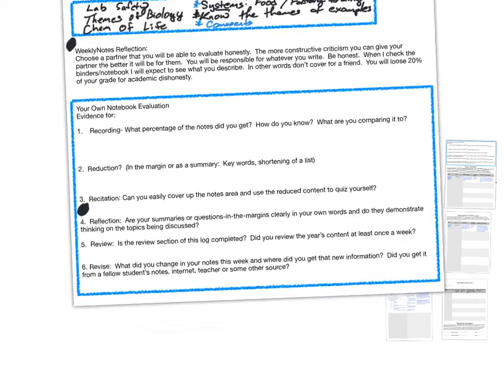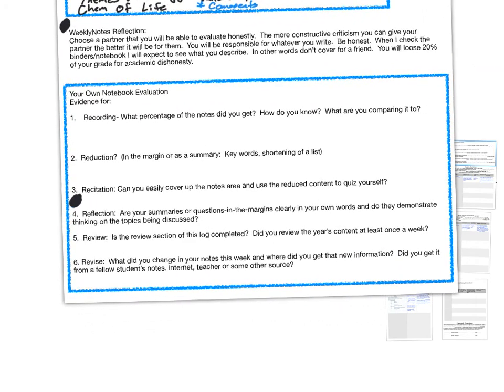Okay, so now weekly notes and reflection. It says you need to choose one partner. So choose a partner from your study group. Now, if there's an odd number, somebody can do it twice, or maybe for this activity you might work with someone else in another study group, but you need to partner up to get this done. First thing you've got to do is evaluate your own notebook, right? Now, the first question, number 1, says recording. What percentage of notes did you get? How do you know, and what are you comparing it to?